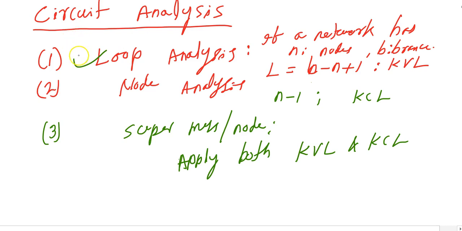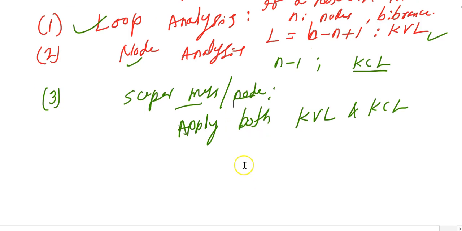Once again, loop analysis: number of independent equations to be solved is equal to b minus n plus 1. Application of KVL. Node analysis: number of independent equations to be solved is n minus 1. Application of KCL. Super mesh or super node: application of both KVL and KCL. We'll go one by one.